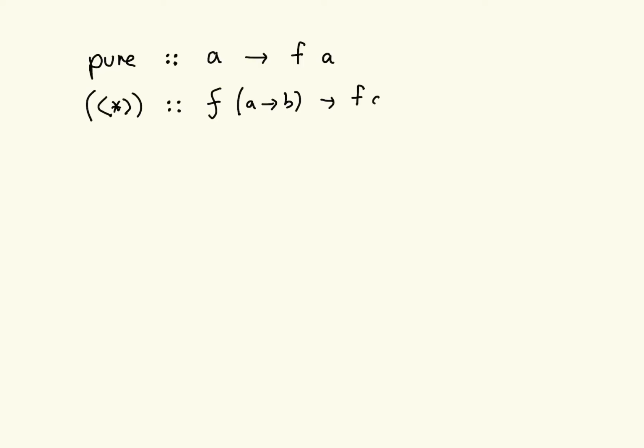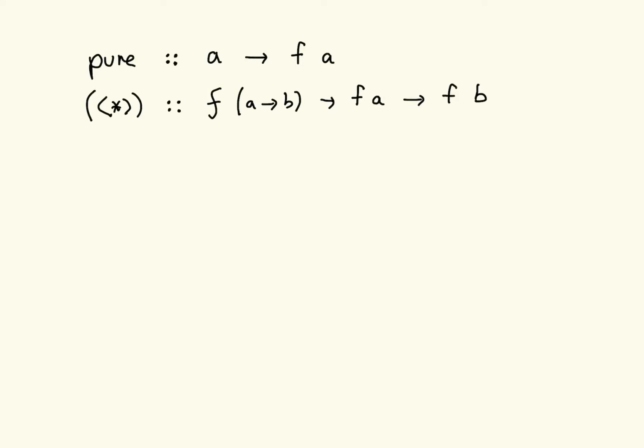So here are the two magic functions that we need. We need a simple function called pure, and we'll see later on why it's called pure. And it simply goes from a to f of a. And then we're going to need a funny star operator, and I'll come back to the notation for this in a second. The funny star operator is going to take an f of a to b, and then it's going to take an f of a, and then it's going to give you back an f of b. Okay, and I'm going to call this the funny star operator or the star operator.